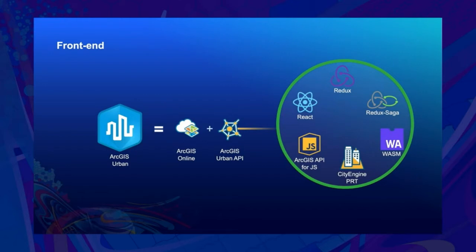This front-end application is built as a React Redux application. We are also using Redux Saga as a side effects library for the visualization, and for GIS operations, we are using the ArcGIS API for JavaScript. Then we are also using the CityEngine PRT, the procedural runtime, to generate these plausible buildings in 3D, and this is compiled to WebAssembly and then integrated into the application.